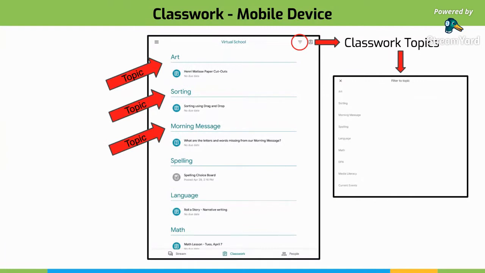This is a quick summary of all the different assignments that the student is connected to. Here's an expanded view of the classwork page. So again, it's going to show me the list of all of those topics. This time, if I want to see a filtered view of those topics so I can quickly see all of them, I click on the sort of descending settings menu that's highlighted with a red circle, and it'll show them to me on another little pop-up. So art, sorting, morning message, spelling, etc. I can then click on any one of those to get to a more filtered view of the assignments that are contained within one of those particular topics.